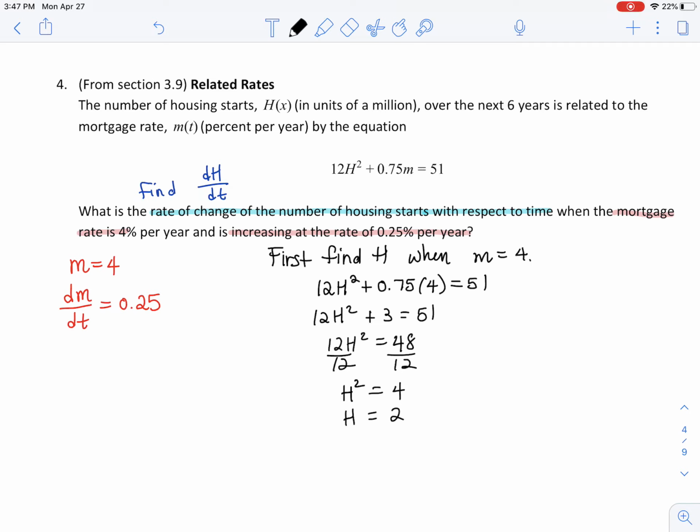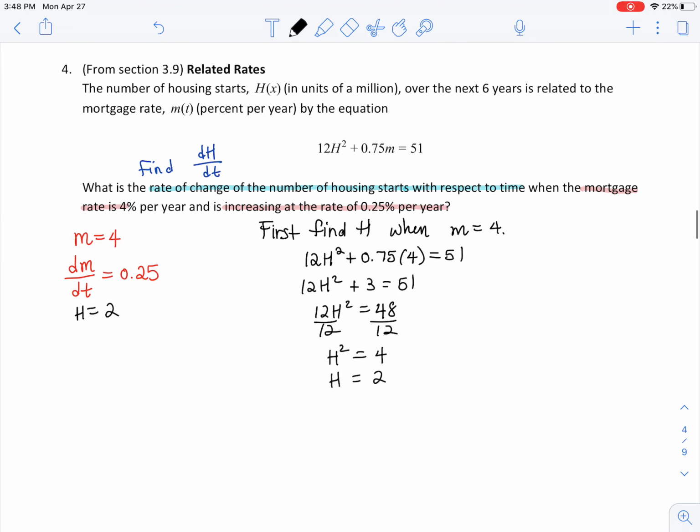So when the mortgage rate is 4%, the number of housing starts is 2 million. That's what we got. So we're going to use H equals 2 in our equation. This was slightly different from the ones that you and I went over together because out of four different variables, I gave you 3 and asked you to find one unknown. Now this one, we had to find what H is in order for us to plug this in.